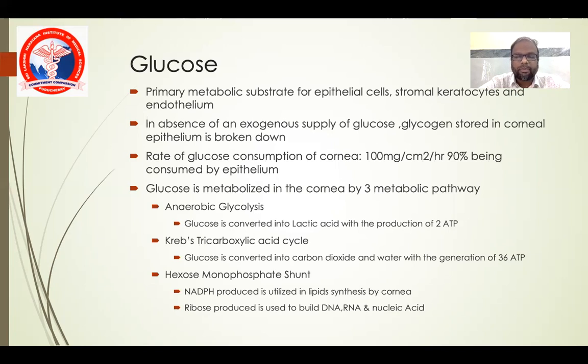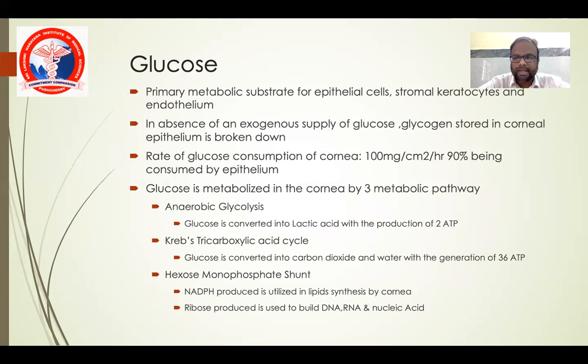Okay, so coming to the glucose metabolism. Glucose is metabolized by the cornea by three pathways. There is anaerobic glycolysis, that is, in the absence of oxygen, the glucose is converted into lactic acid, and there is a production of 2 adenosine triphosphate. Okay, this is the anaerobic pathway, in the absence of oxygen. This is all we know from our biochemistry.